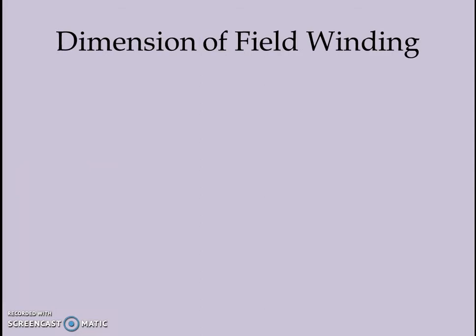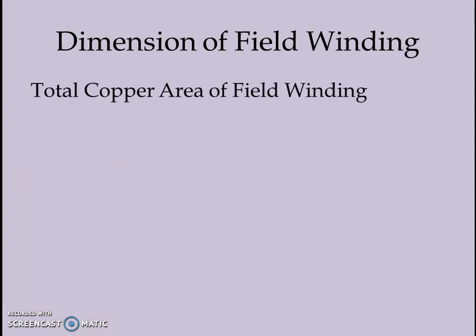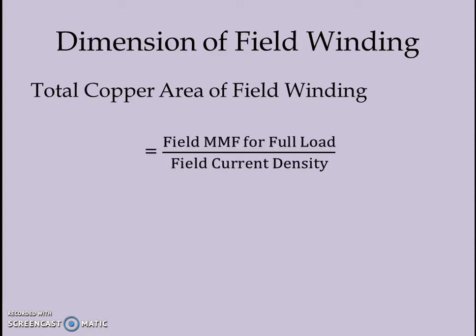So now the dimensions of the field winding. First, the total copper area of the field winding. The total area of the field winding is the field magnetomotive force for the full load, estimated from the phasor diagram, divided by the field current density. If we choose an appropriate value of the field current density, and we know the full load field ampere turns, the total copper area of the field winding can be easily calculated with this ratio.